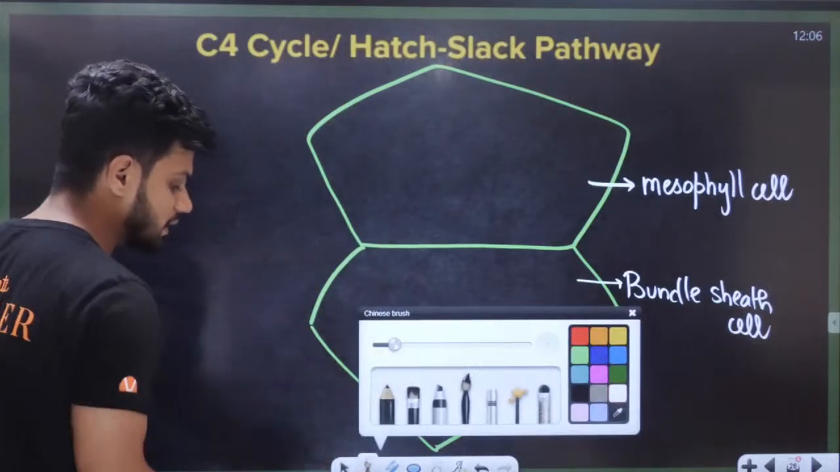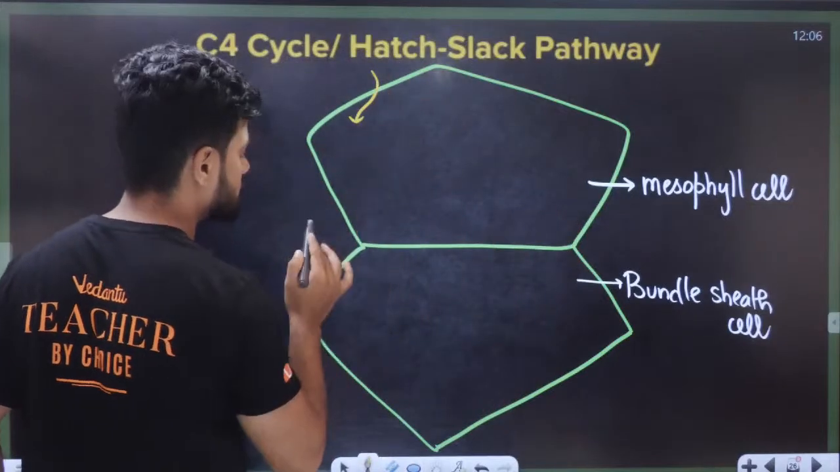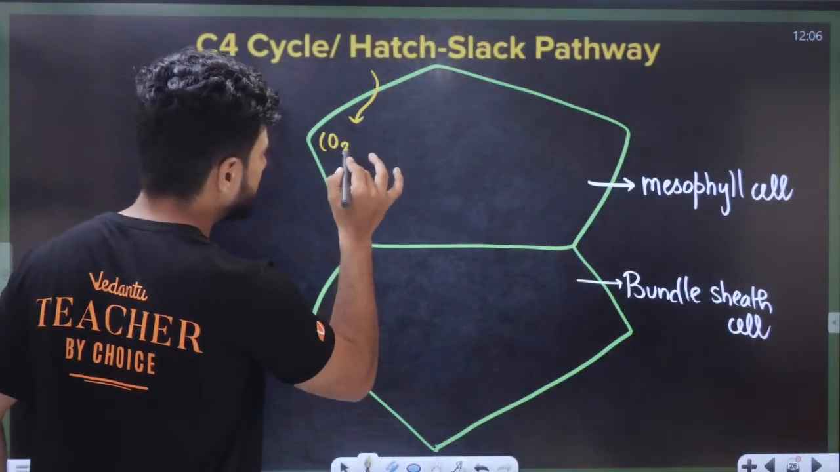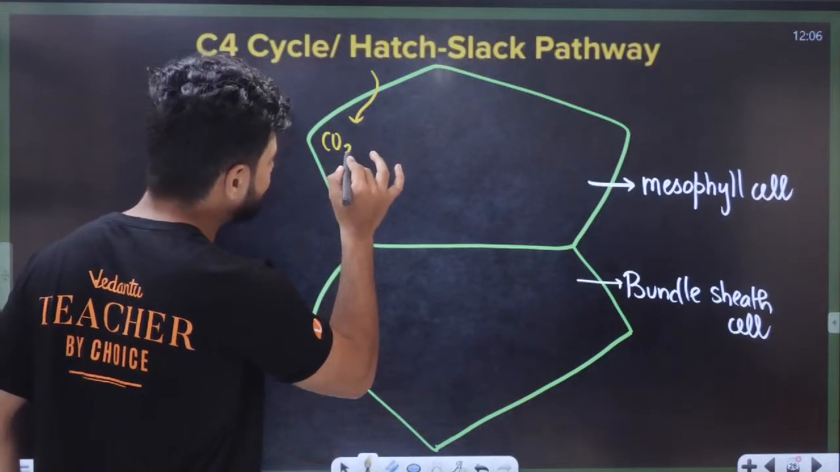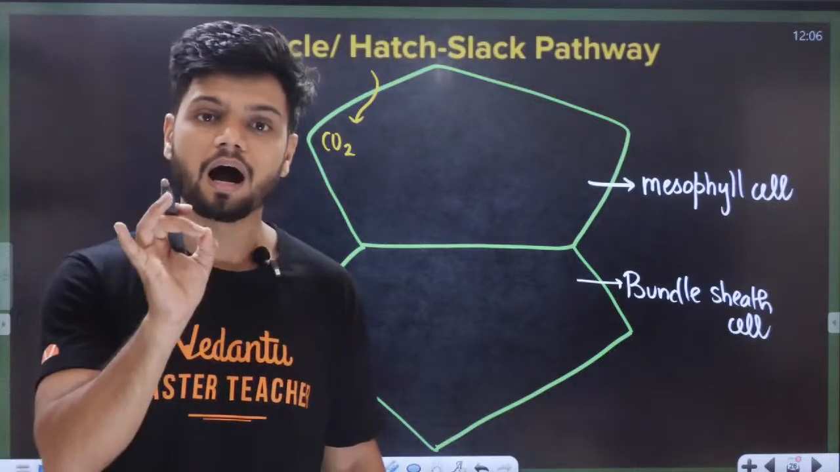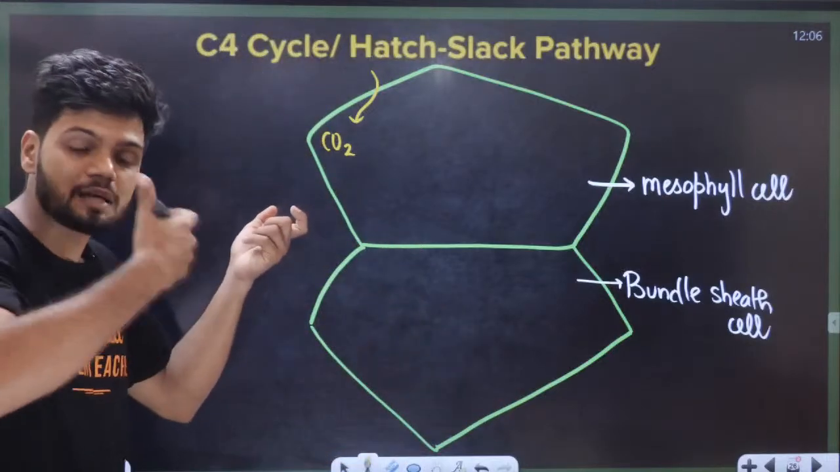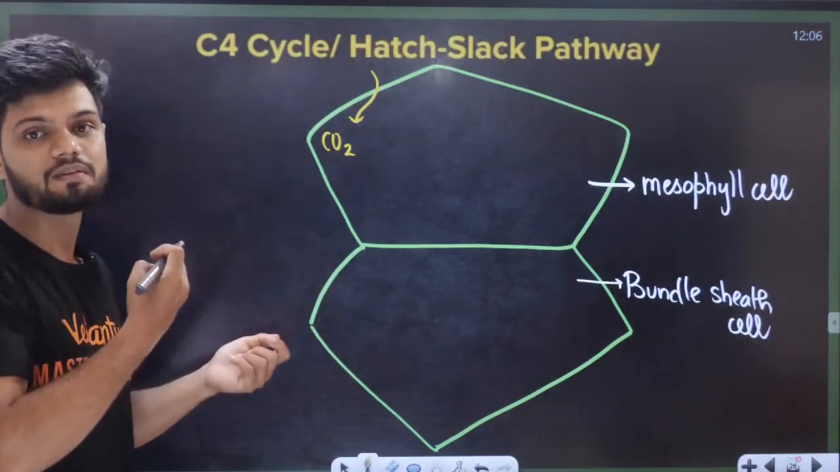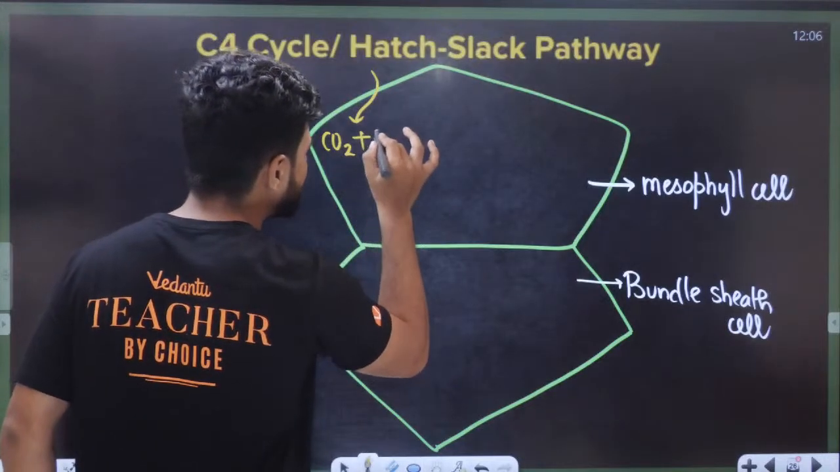Now what is happening here? CO2 is entering. Previously, CO2 was taken up by RuBP, but right now CO2 is taken up by a separate type of receiving carbon. That is, your CO2 is picked up by something called PEP.